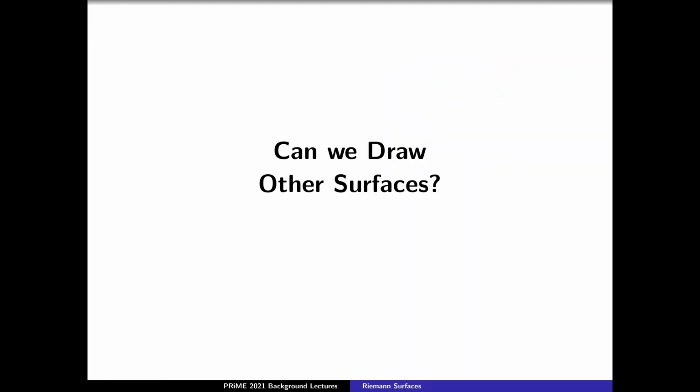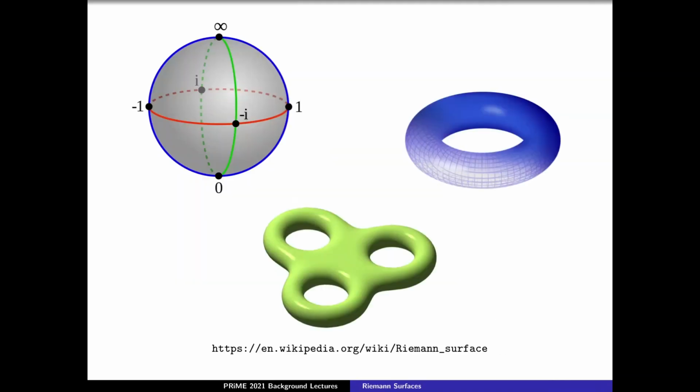And so now we want to ask, can we draw other surfaces? So we just got a torus through this identification. Can we get others? And the answer is yes. So here is an example of what is known as the Riemann sphere. We also have a 3-hole donut. And so these are examples of Riemann surfaces.